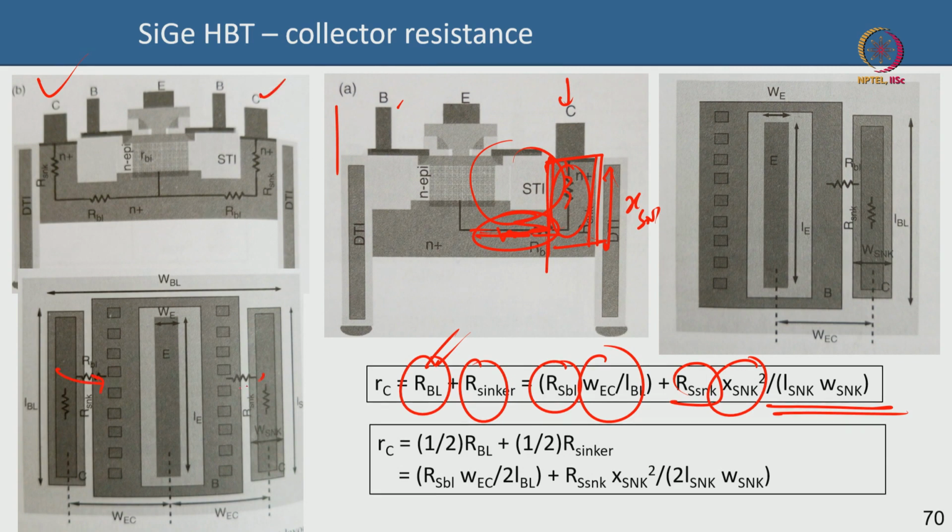So both collectors will be feeding electrons here, or taking the electrons out here. In that case you have to divide this by half. So there is a factor of 2 here, there is a factor of 2 here, that is all. This is your total collector resistance in the silicon germanium HBT.